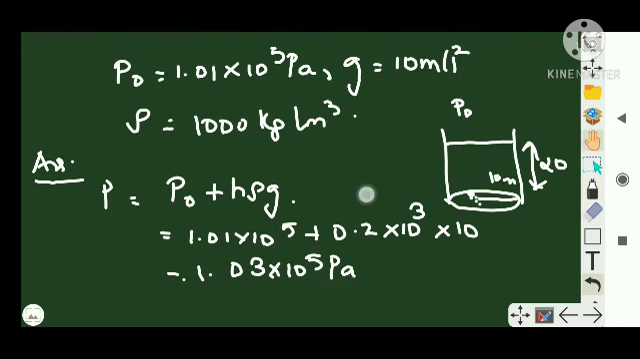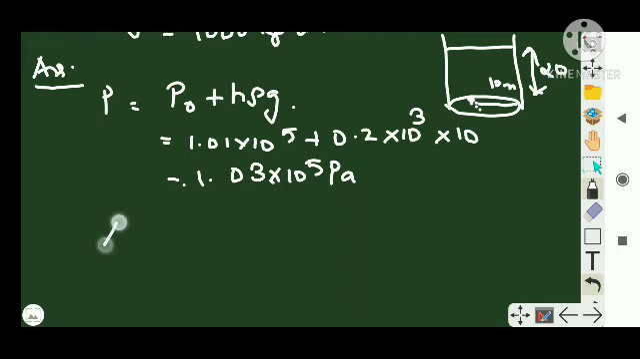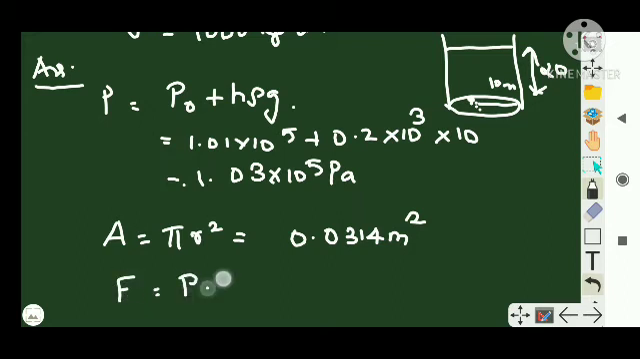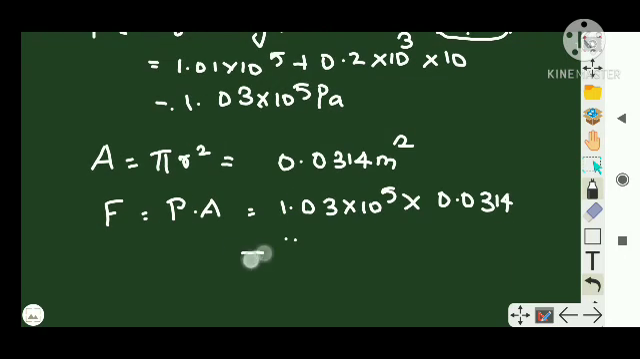Now area at the bottom side is pi r squared, so I can find it as 0.0314 meter square. Substitute the radius there. So what is the force at the bottom? It will be pressure into area. So 1.03 into 10 to power 5 into 0.0314. You will find the answer as 3230 Newton.